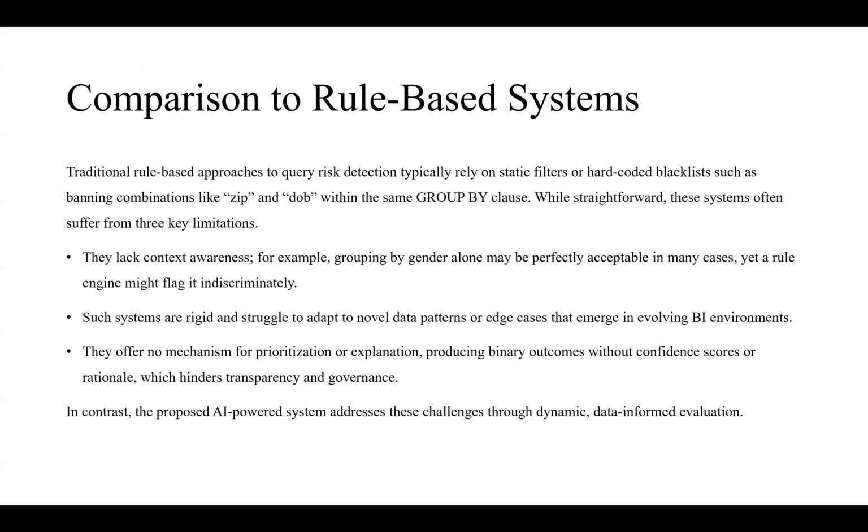They lack context awareness. For example, grouping by gender alone may be perfectly acceptable in many cases, yet a rule engine might flag it indiscriminately. Second, they are rigid and struggle to adapt to novel data patterns or edge cases that emerge in evolving BI environments. Third, they offer no mechanism for prioritization or explanation, so they produce binary outcomes without confidence scores or rationale, which hinders transparency and governance. In contrast, the proposed AI-powered system addresses these challenges through dynamic, data-informed evaluation.